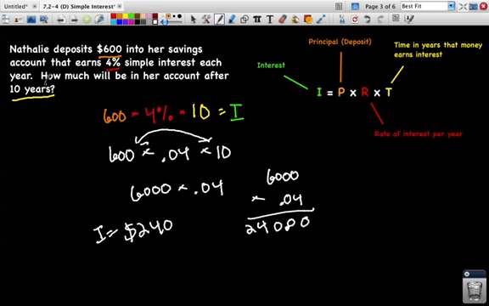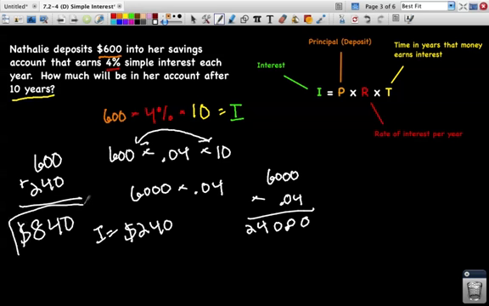Okay, but what I want to look at is the question. The question says, how much will be in her account after 10 years? I found out that she earned $240 just by not touching that account after 10 years. So if I want to know how much is in her account now, I need to add that to the original deposit. She had $600 initially. She earned $240 in interest. So if I add those together, now after 10 years, she has $840 in her account. And that's my final answer.